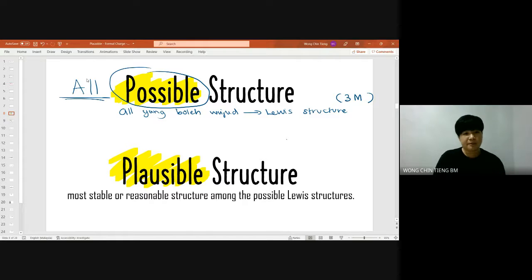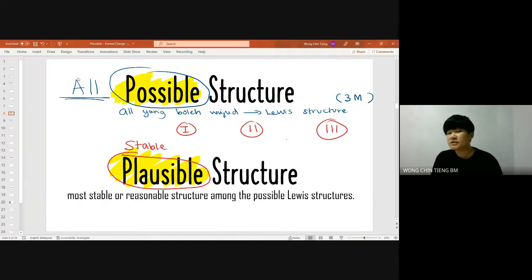Okay? And plausible. Going to these favorite words. Plausible. Apa beza possible dengan plausible? If the possible having Roman 1, Roman 2, Roman 3, I have 3 structure. The plausible is actually another word for stable structure. Or I would use the word most stable structure. The plausible is the term for the most stable structure. Dan bila kita ada lebih daripada satu susunan, sayang, kita mesti akan pilih yang paling stabil. Okay, so the plausible is the most stable or the reasonable structure among the possible Lewis structure.